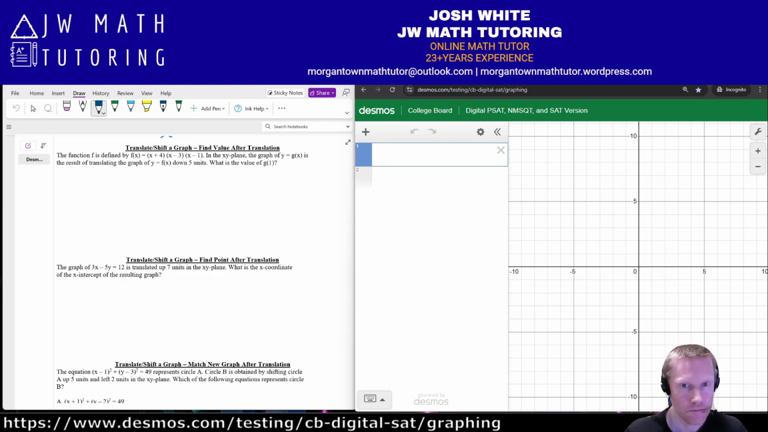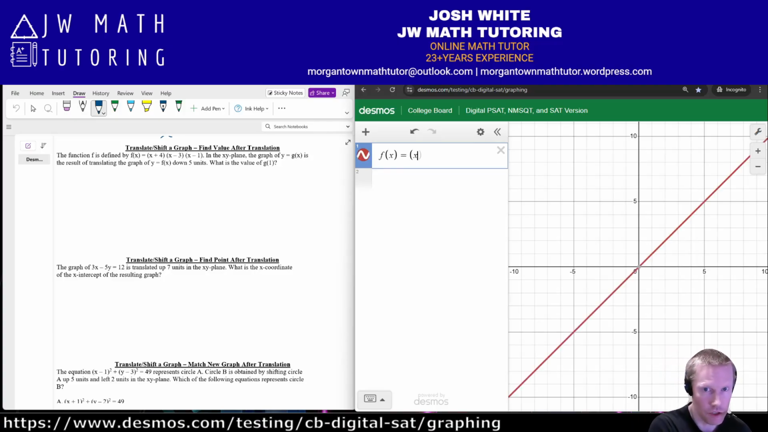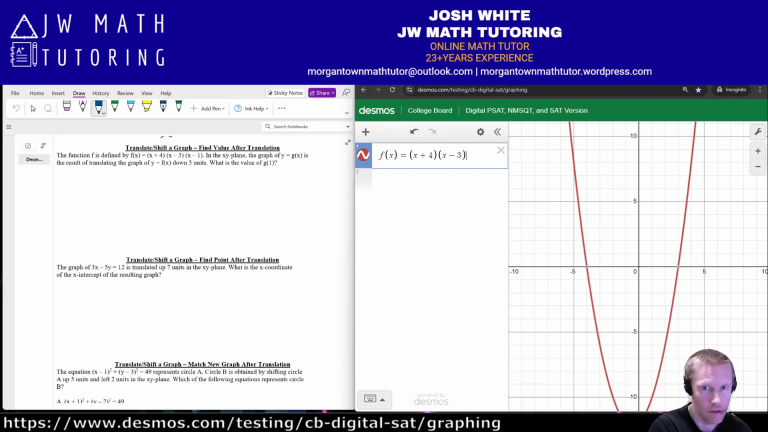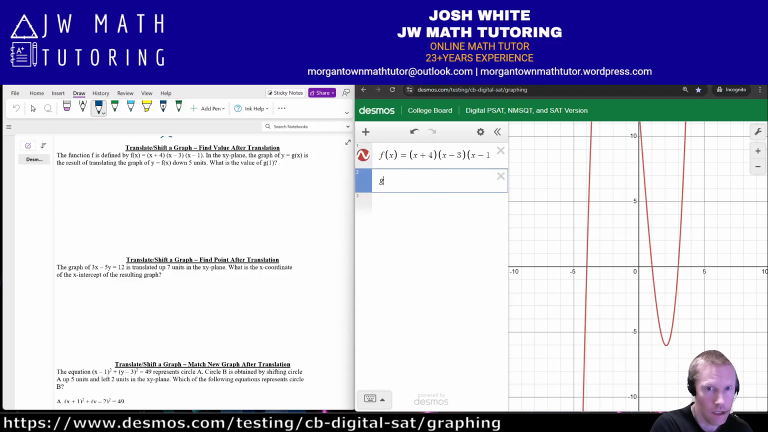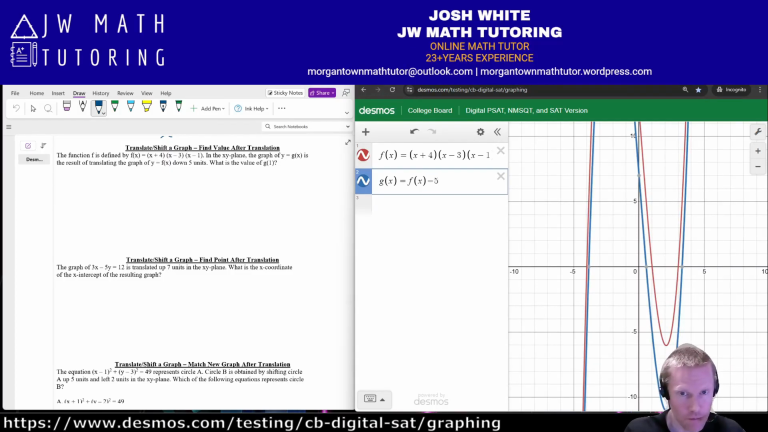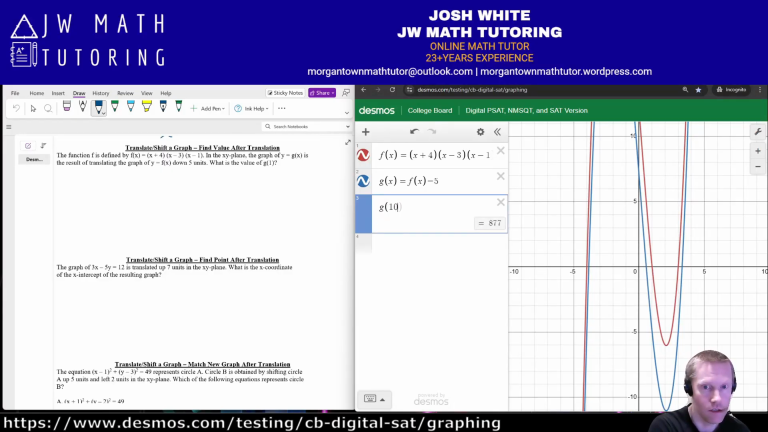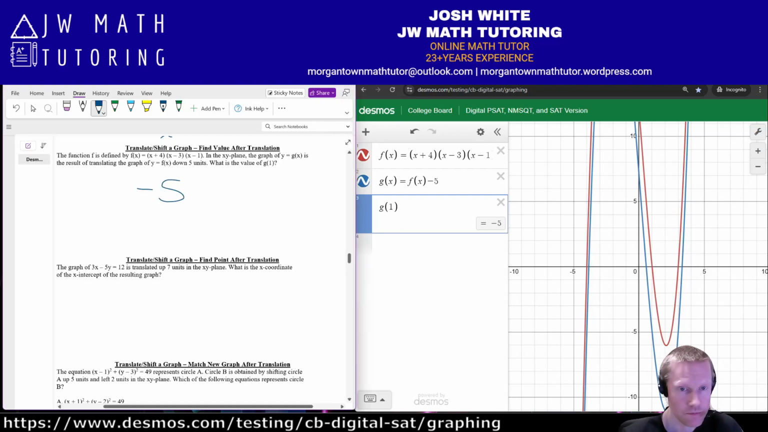Okay, so first thing I need to do is just type in the original function, f of x, and then I can take my new function and I can just do f of x and then minus 5 because I want a vertical shift down 5 units. Okay, so now to go ahead and find g of 1, all we have to do is just do this right here and we have our answer. It's going to be negative 5, and that's it.